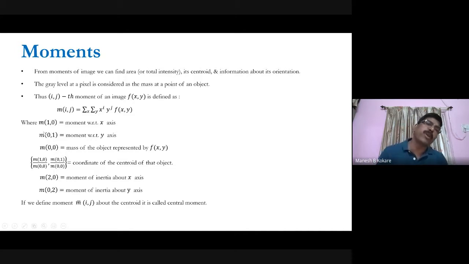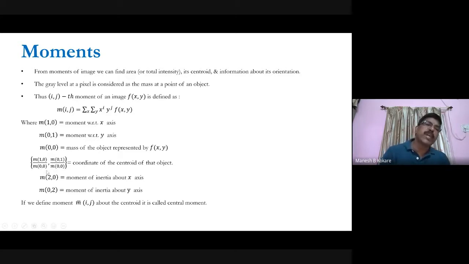Then the fourth feature, from these moments, can be derived as the coordinates of the centroid of that object. So this coordinate can be obtained from this value. m10 is nothing but the moment with respect to the x-axis divided by the mass of the object. So this will give you the x coordinate of the centroid, and then this will give the y coordinate of the centroid. So this value can also be used as a feature of the shape.